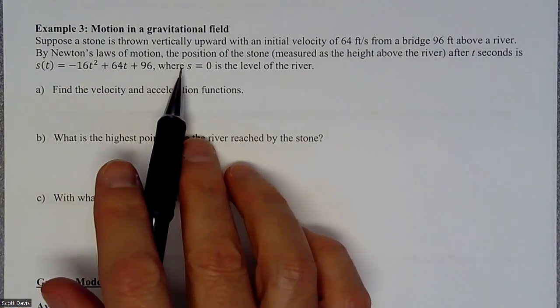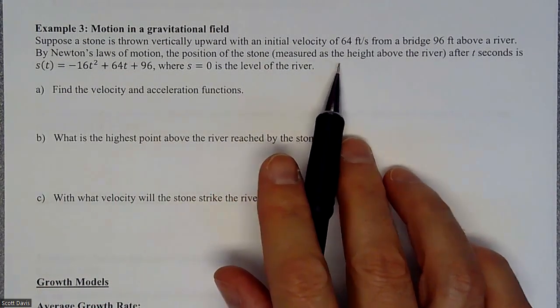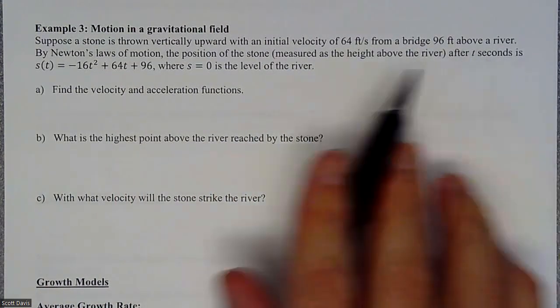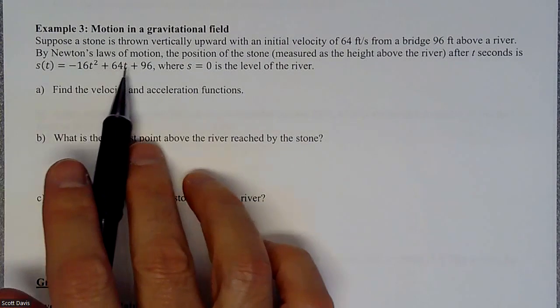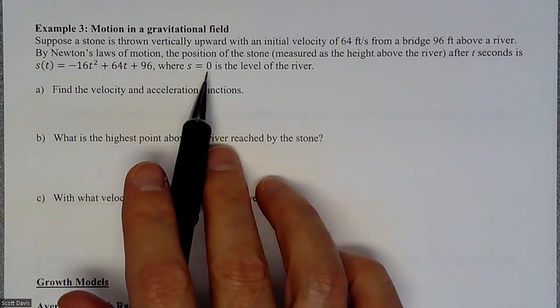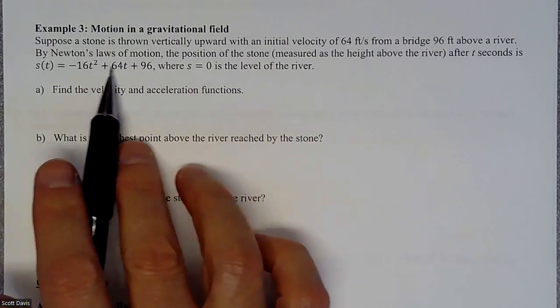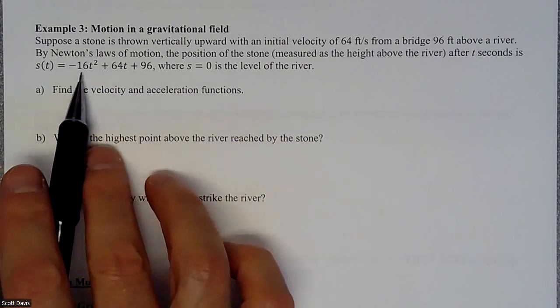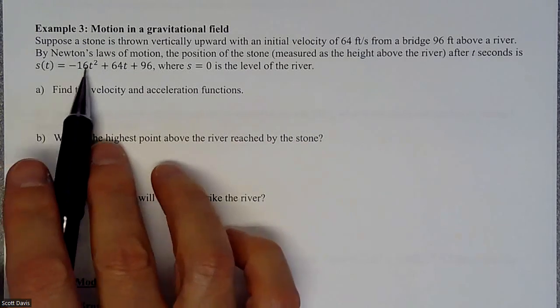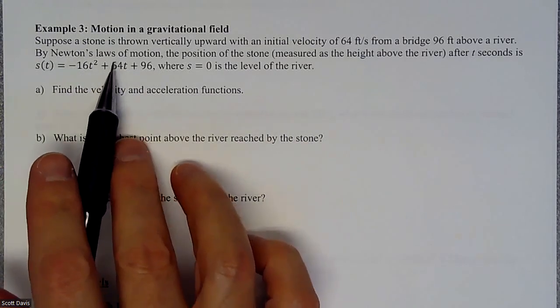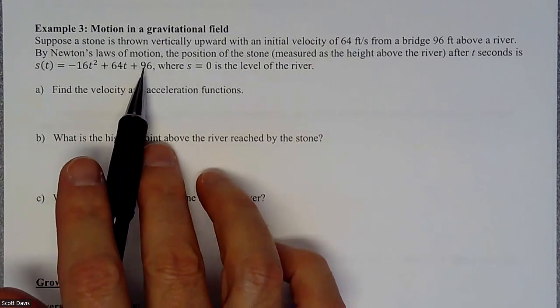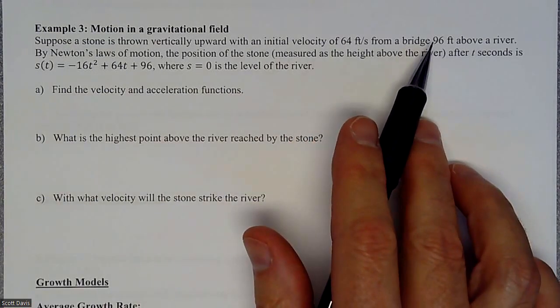It says, by Newton's laws of motion, the position of the stone measured as a height above the river after t seconds is this. So this is our position function, right? Where t equals 0 is the level of the river. So if we look through these pieces, that value represents gravity constantly pulling down. The 64 is our initial velocity, and that 96 is our initial height, right?